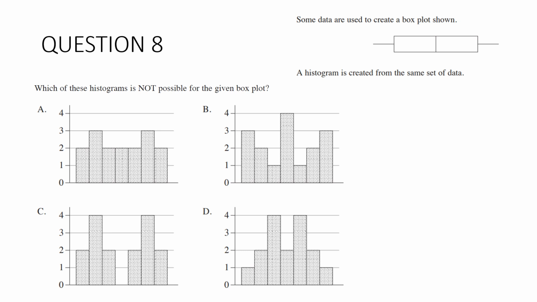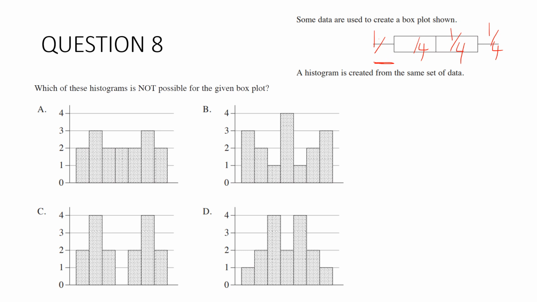Question 8. Some data are used to create a box plot shown. A histogram is created from the same set of data. Which of these histograms is not possible for the given box plot? All right, this is to do with the shape of the distribution and the fact that you've got to remember that there's a quarter of the data points here in that lower quartile. There's a quarter of them here, there's a quarter of them here, and there's a quarter of them here. Now that happens to be in each of these diagrams 16 data points.